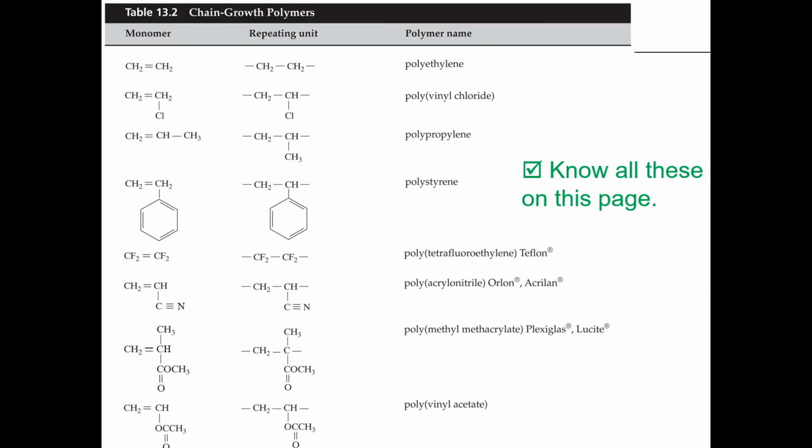Okay, so here's the list. This is kind of like your note card list. So know all these on this page, and they're pretty easy. You look at the monomer, and that gives you the name for the polymer. You just put poly in front of it. So over on the left, up at the top, you have ethylene, and that's polyethylene.